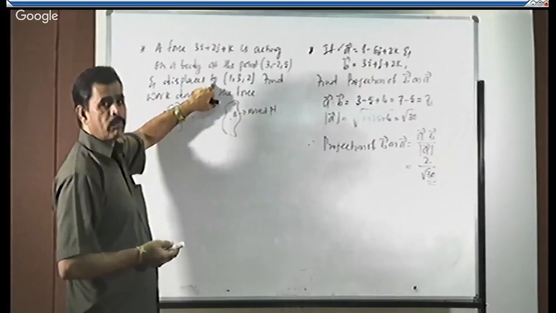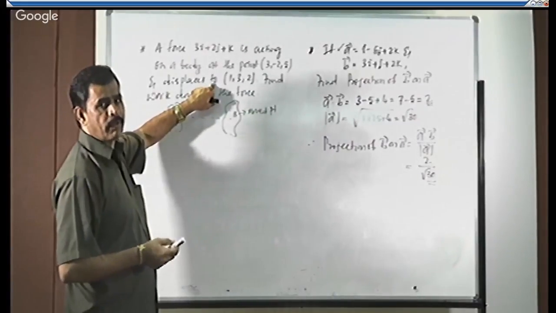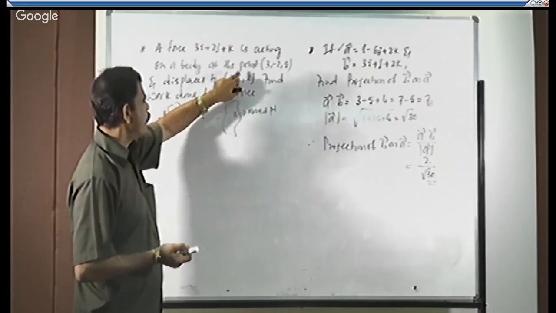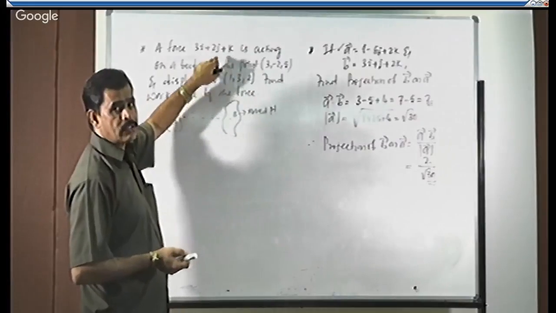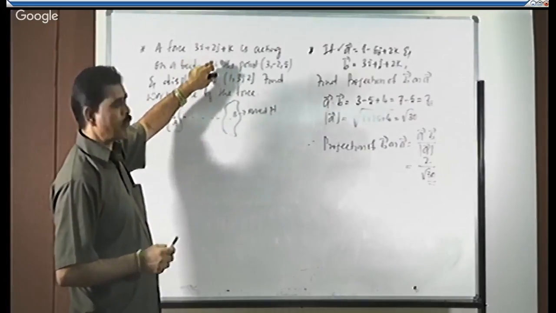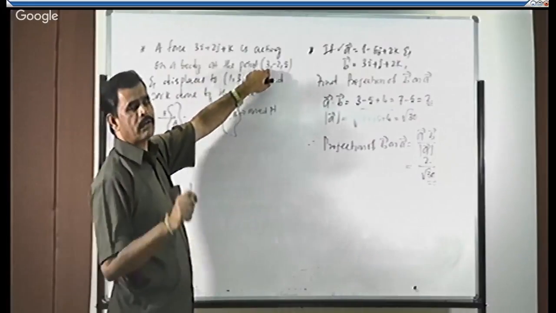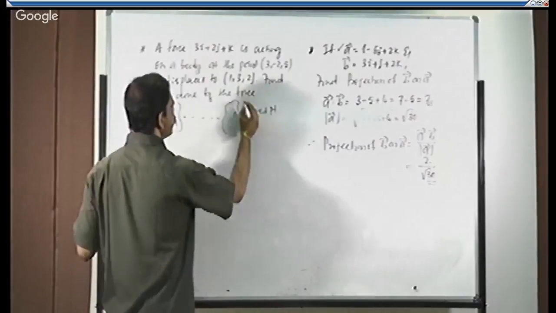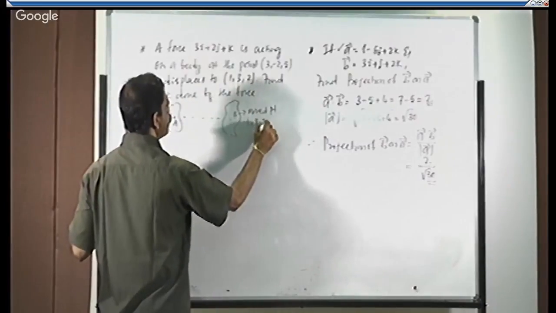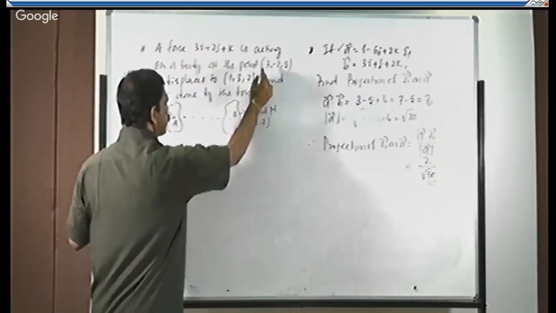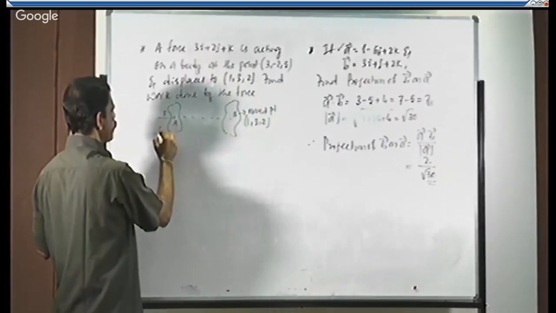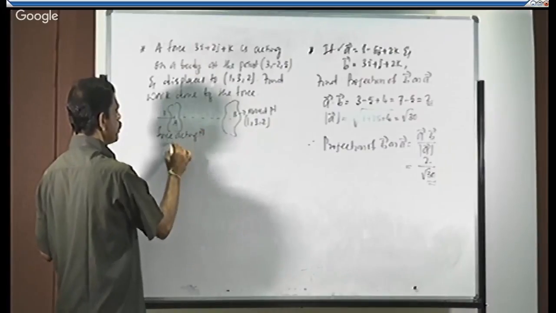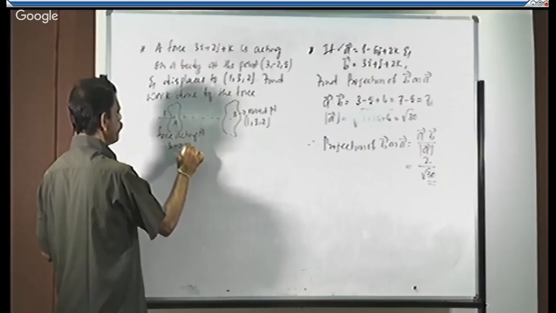The point followed by 'to' will be the moved point, right? 'To' from or 'at'. So 'at' or 'from', that word indicates the initial point or the force acting point. 'Moved to', so the 'to' point is always the moved point. It is 1 comma 3 comma 2. The force acting point is 3 comma minus 2 comma 5.